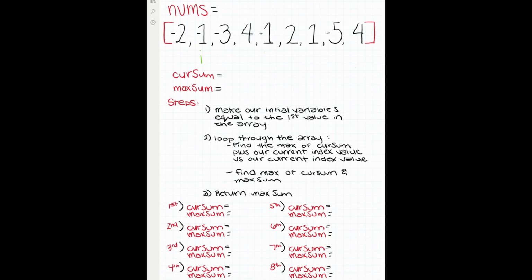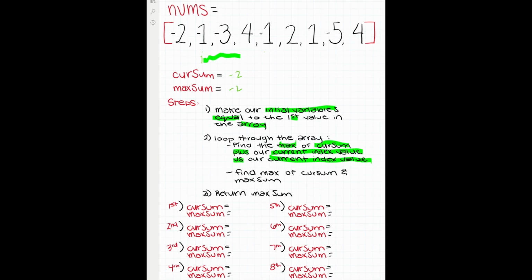For step 1, we're going to make our initial variables equal to the first value in the array, which is going to be -2. We're just going to skip over that in our for loop, and I'll write it over right here at the first index value. Then what we're going to do next is loop through the array, and find the max of the current sum plus our current index value versus our current index value. So cursum plus current index value versus current index value.